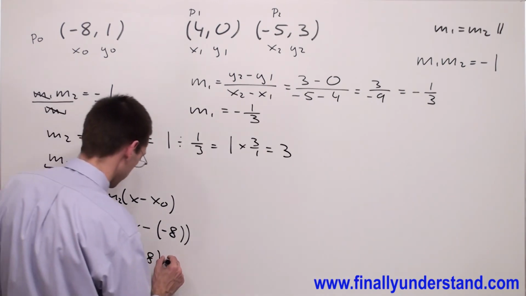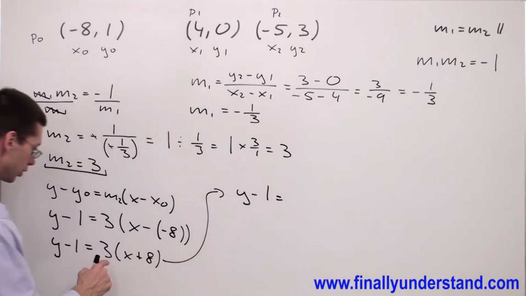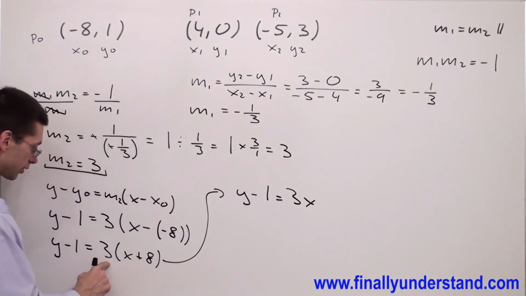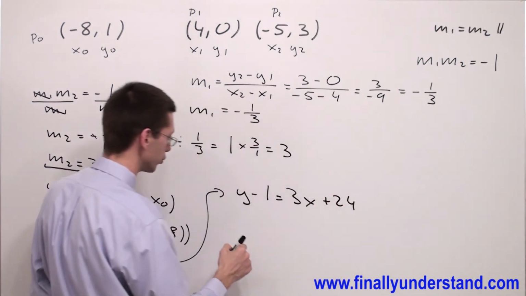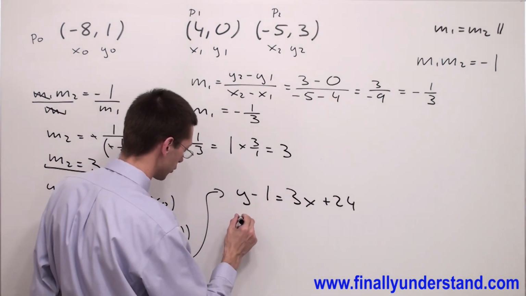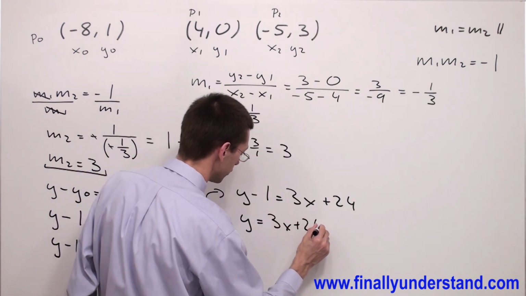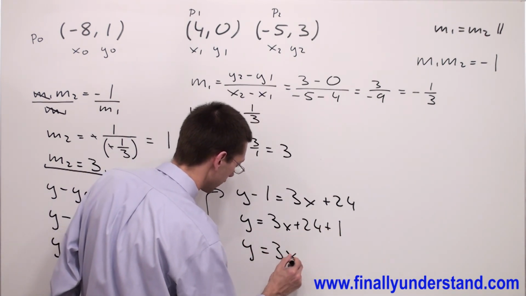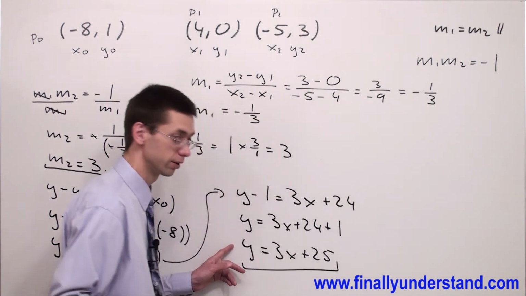I'm going to have y minus 1 equals 3 times x, which is 3x, and 3 times 8 gives me 24. I have to solve this equation for y, that's why I have to move my -1 to the right side, and I'm going to have y is equal to 3x plus 24 plus 1. So I have y is equal to 3x plus 25. And this is the solution to my problem.